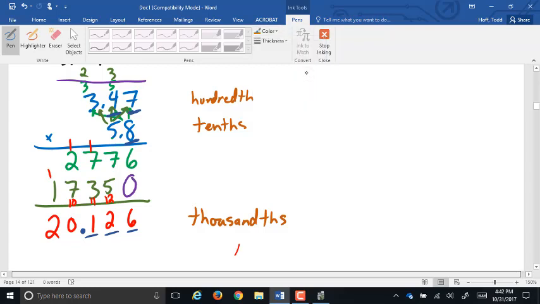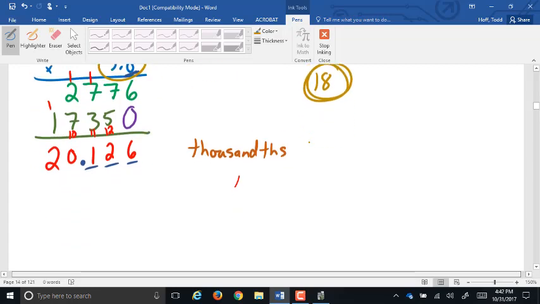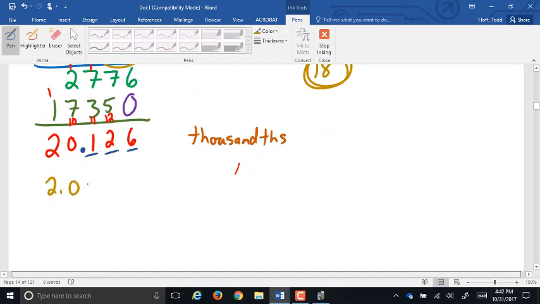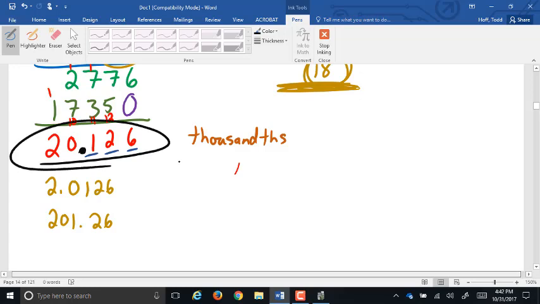Now also, we talked a lot at the beginning of the course about estimating. I would call this close to 3. 5.8 is close to 6. 3 times 6 is 18. I'm expecting an answer close to 18. If I put the decimal point here, 2.0126 would not make sense. If I put the decimal point here, 201.26 would not make sense. Either one of them is very far from 18. So by estimating, we can also conclude that the decimal point has to go there.